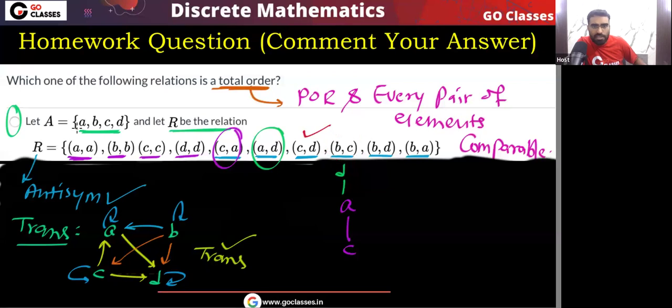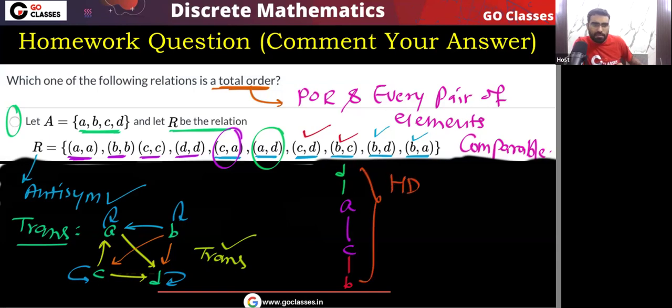B related to C. Okay. Now, what about B related to D? Will I put it? No. That is a transitive edge. Will I put B related to A? No. That is a transitive edge. So that's it. We got this Hasse diagram.